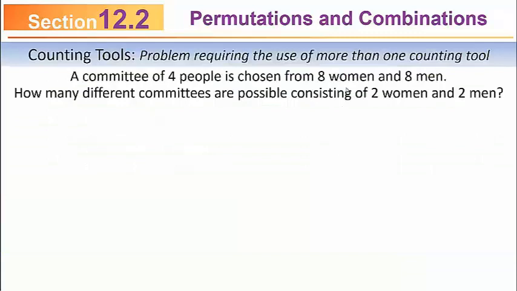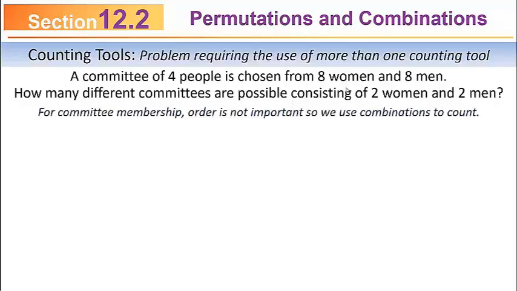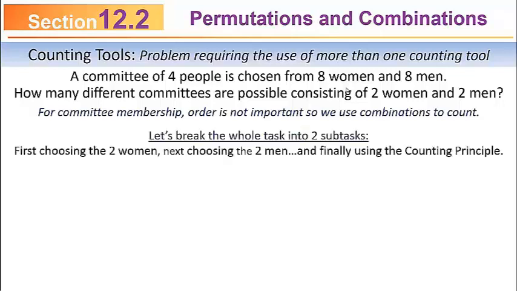Let's look at a particular example. Suppose a committee of 4 people is chosen from 8 women and 8 men. How many different committees are possible consisting of 2 women and 2 men? Well, here, order isn't important on the committee. You pick 2 people to be on a committee, or 4 people, or 8 people, but what order you put them on the committee is totally irrelevant. So we're going to use combinations to count this.